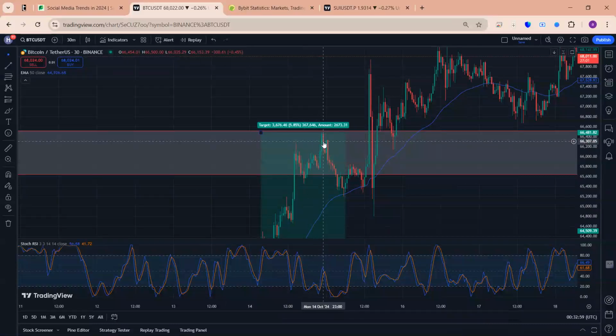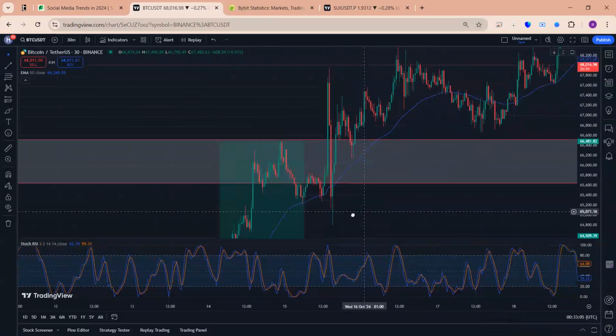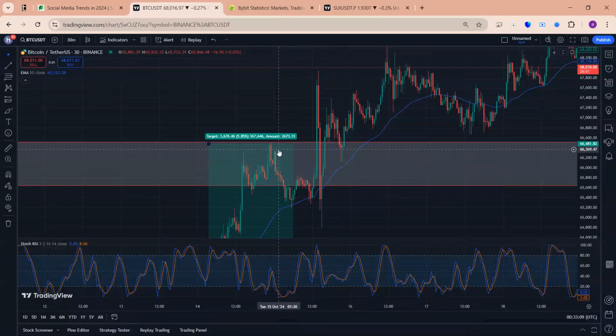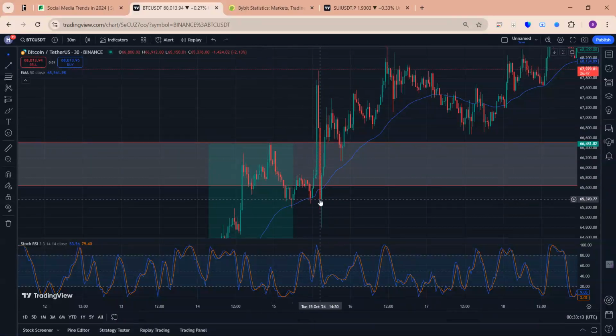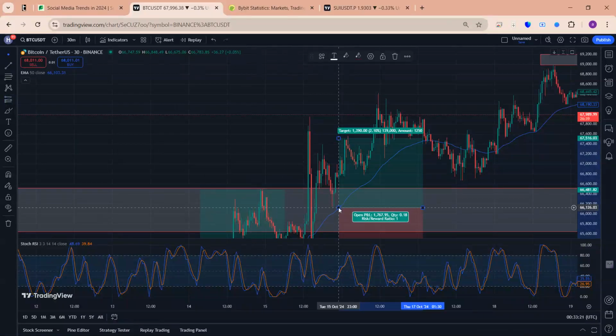Take a look at it. When you touch the support area here, you can see that it comes down, touches this level, it breaks below. But I would have taken my profit here, then got out of the market, then seen what happened in the market. The moment I see that, I see another opportunity around this level. Look at another opportunity. It comes and touches my EMA.